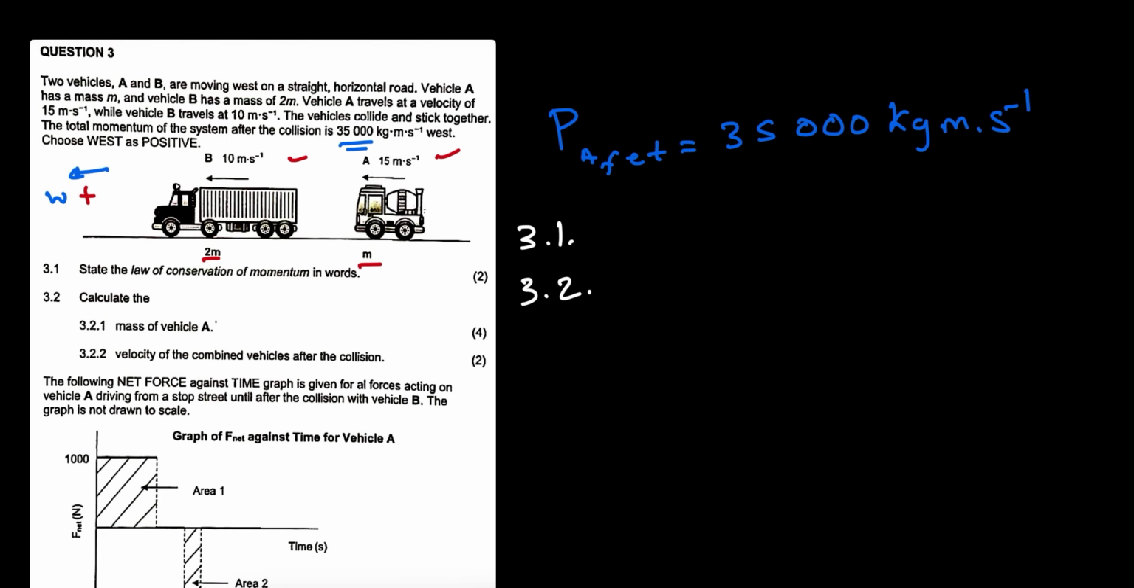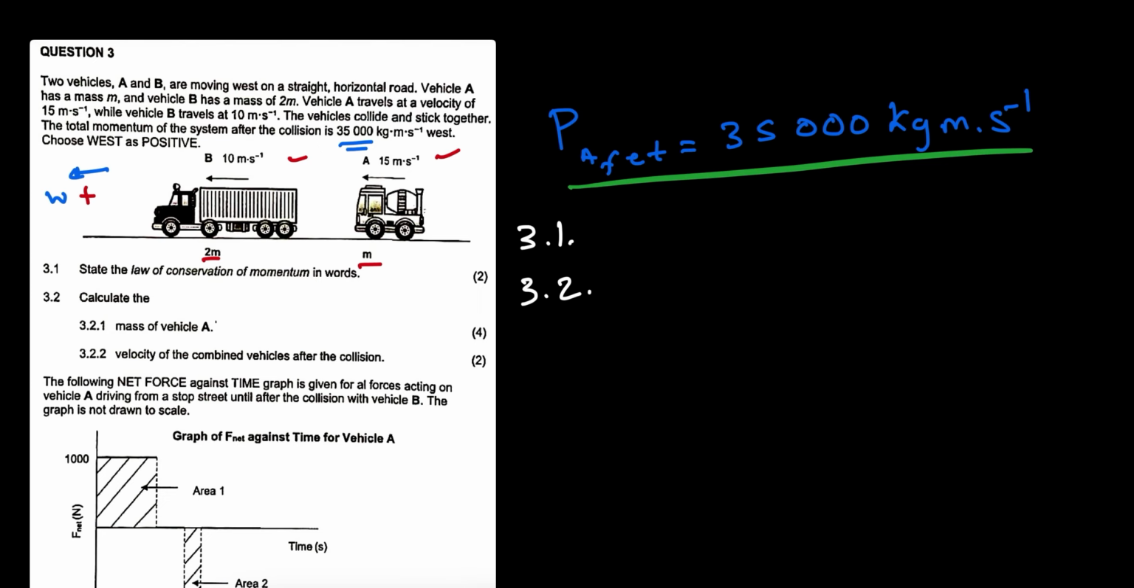So if we look at 3.2, they say we must calculate, and 3.1, we must calculate the mass of vehicle number A. So now, how can we calculate the mass of vehicle number A? We can actually use this that is given to us. We are told that momentum after the collision is equal to 35,000 kilograms meters per second.